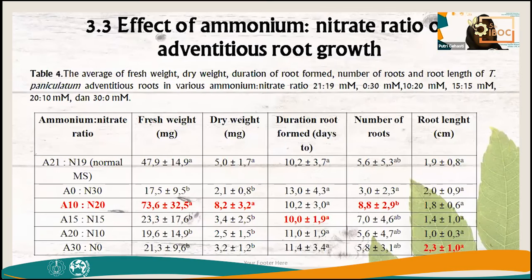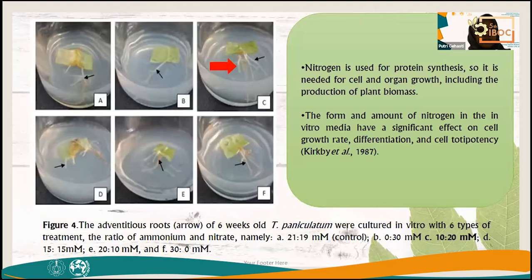And then this is the table of the result of the effect of ammonium nitrate ratio on adventitious root growth. The best treatment is the ratio of ammonium 10 and nitrate 20. In this ratio, they can produce the highest biomass of fruit Talinum paniculatum. In this figure, C is the best treatment.